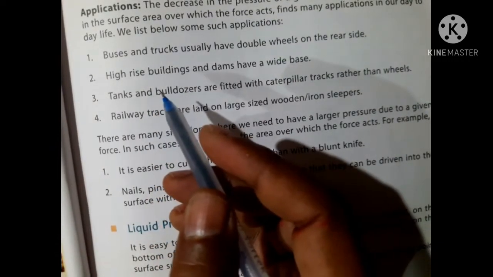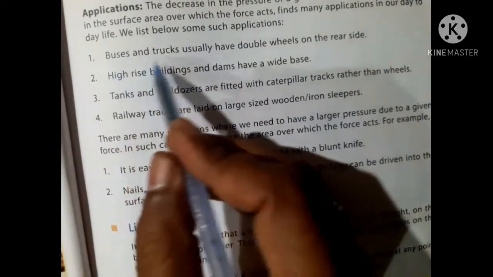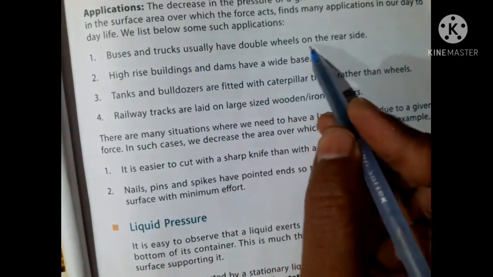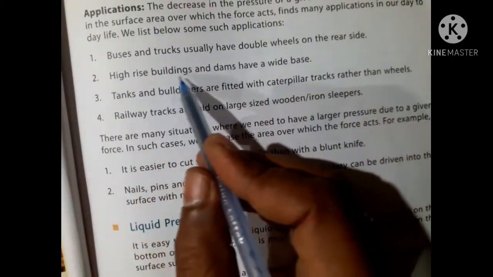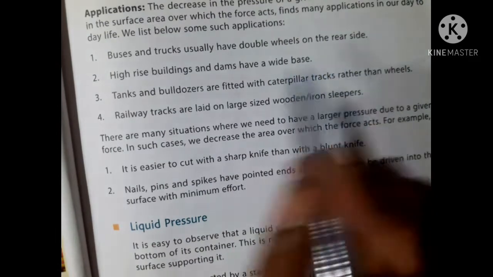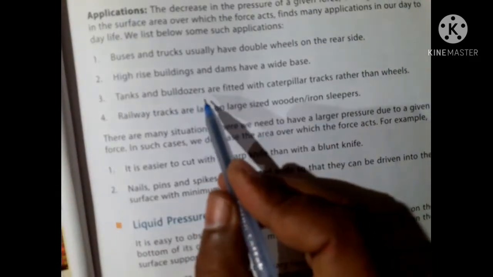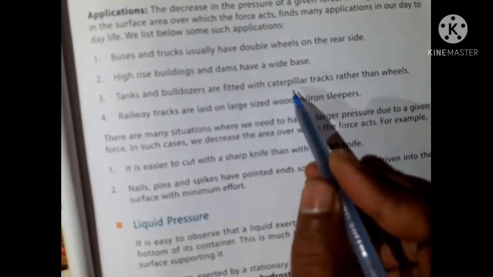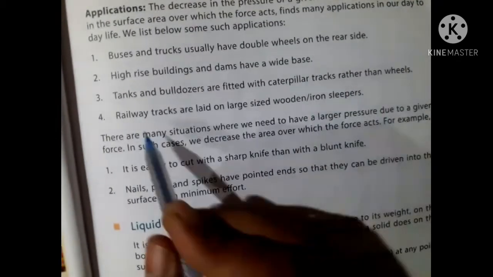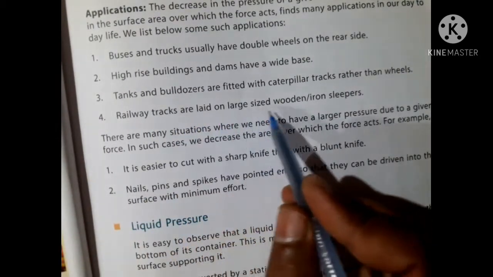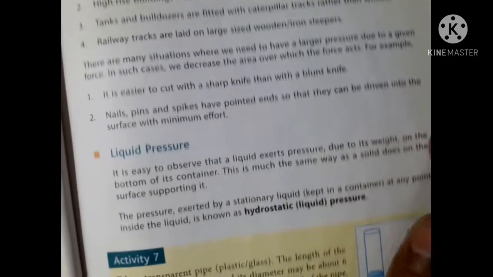in class 9 also. Buses and trucks usually have double wheels on the rear side. High-rise buildings and dams have a wide base. Tanks and bulldozers are fitted with caterpillar tracks rather than wheels. Railway tracks are laid on large-sized wooden or iron sleepers.